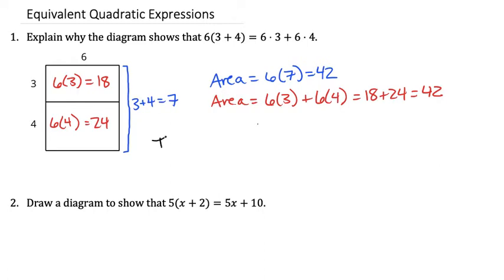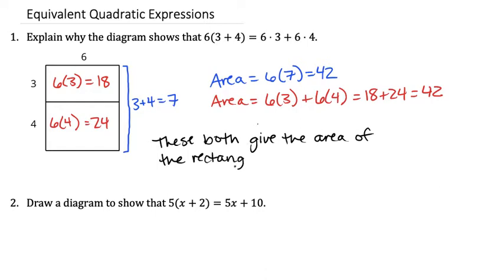So these are two different ways of finding the area, and they both give the area of the rectangle, which is 42. So we know that these two are equivalent. 6 times (3 plus 4) equals 6 times 3 plus 6 times 4.